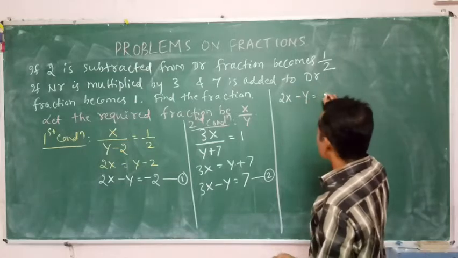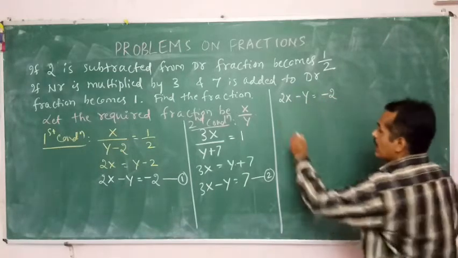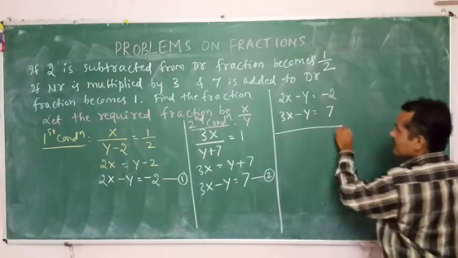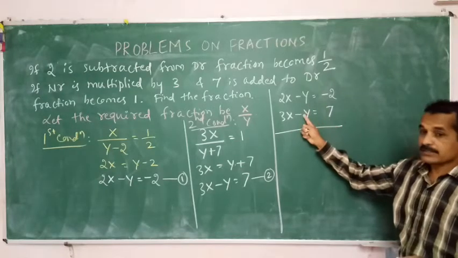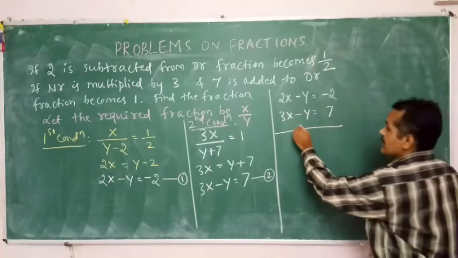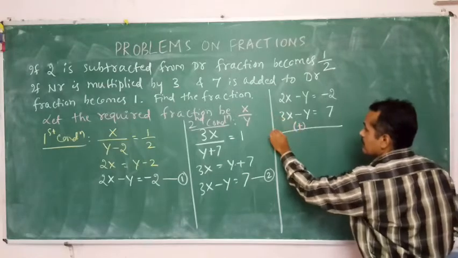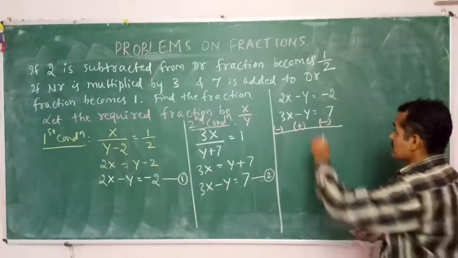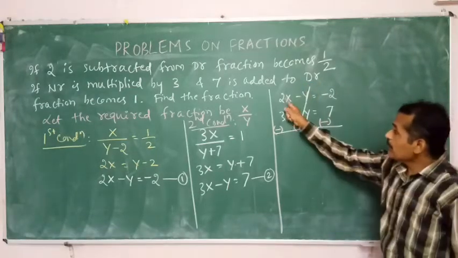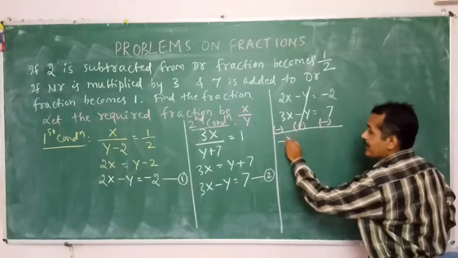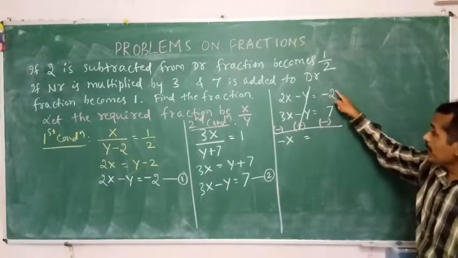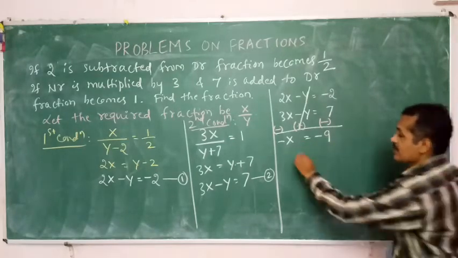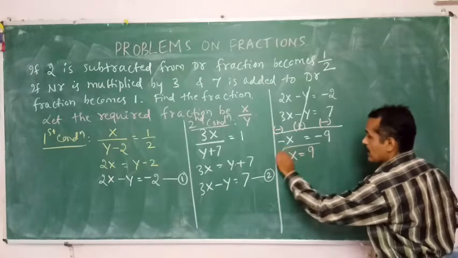2x minus y equals minus 2 and 3x minus y equals 7. Again, the minus terms are not getting cancelled, so I am going to change the sign. Minus becomes plus, plus becomes minus. This is called subtraction of the equations. Cancel. 2x minus 3x gives you minus x equals minus 2 minus 7, which gives minus 9. Both sides minus gets cancelled. You are getting x equals 9.